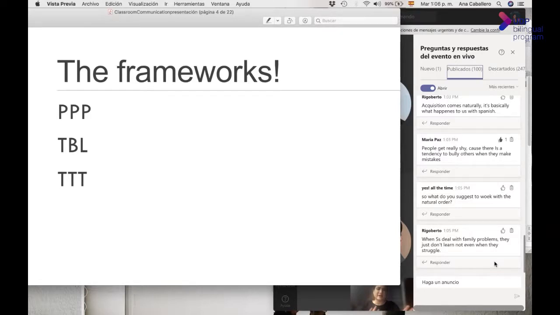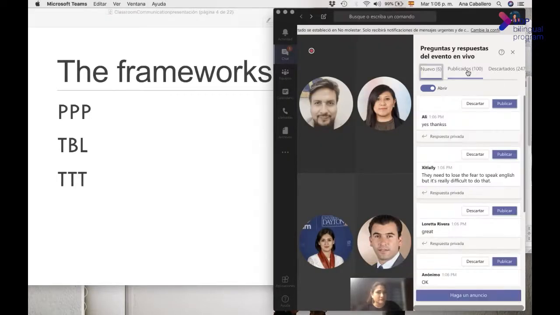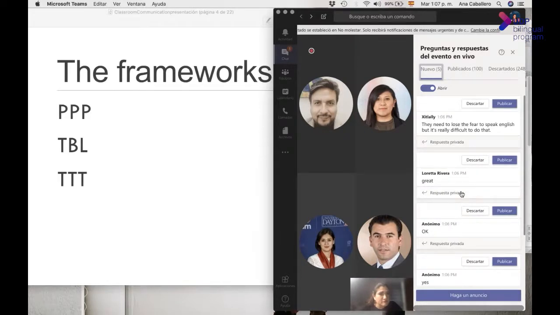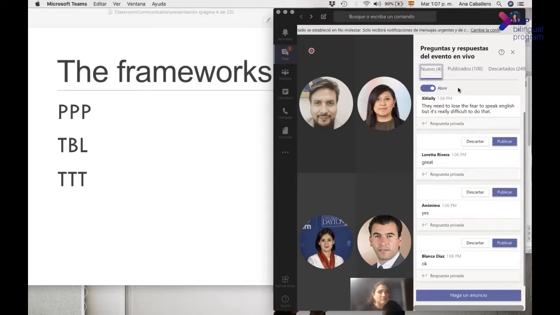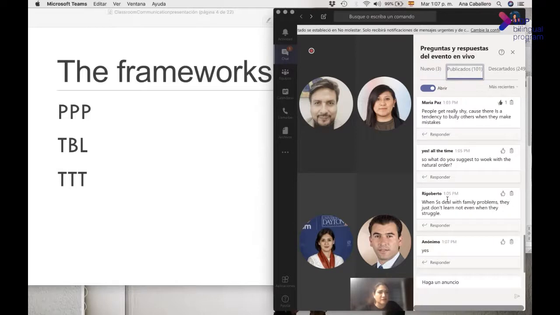Then we have TBL, which is task-based learning. Do you know how task-based learning works? Anyone? Task-based learning. Yes. Can somebody give a quick example of how this works?